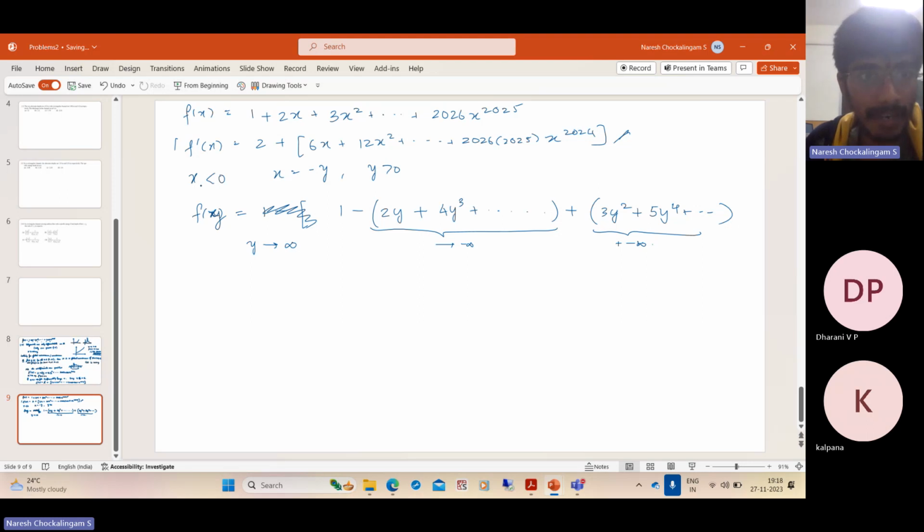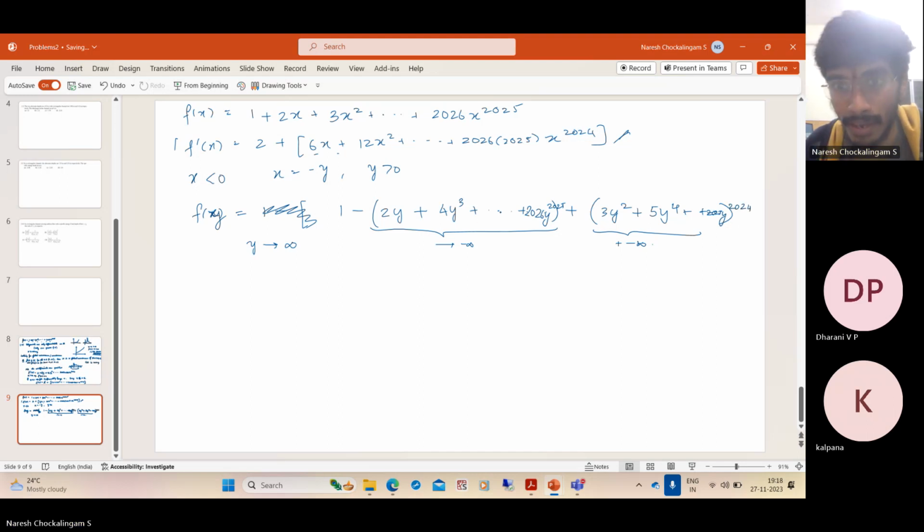Basically, if you look at its derivative, it also follows the same thing. If you take successive terms, as you take very large negative values of x, depending on where you stop, this is up to 2026 y power 2025, and 2026 is even, right? Whereas here you will have 2025 y power 2024. Now, when you take a very large value of y, this term will dominate. What does this mean?